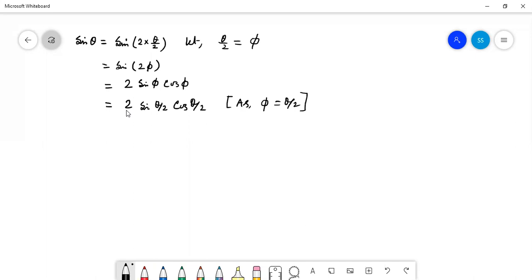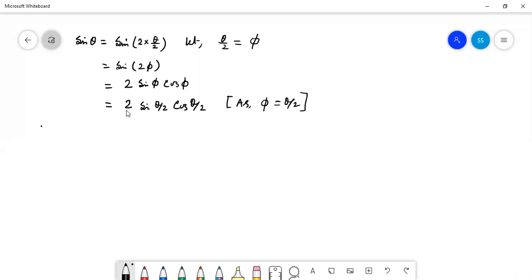So this is called the submultiple angle. Sin theta is equal to 2 sin theta by 2 cos theta by 2. In the same way, the sin 2 theta formula is coming in the fraction of theta. That is why it is called the submultiple angle. Submultiple is half here, right?